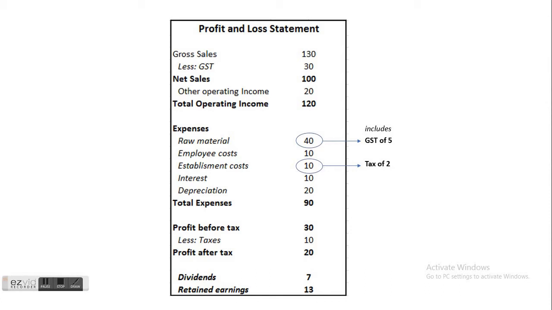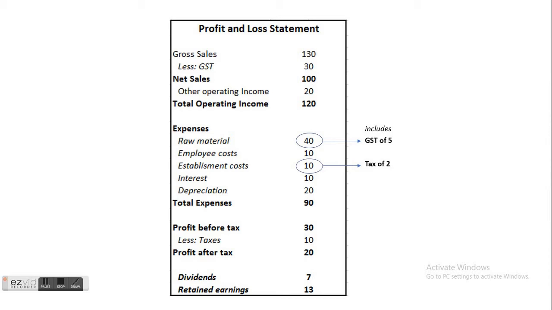We will now move to the costs, starting with the raw material cost of 40, which includes GST of 5. Further, the employee cost of 10, the establishment costs of 10, out of which the establishment taxes amount to rupees 2. The depreciation that the company had was 20, the interest was 10, and hence the total expenses come down to 90. This gives the profit before tax of 30.